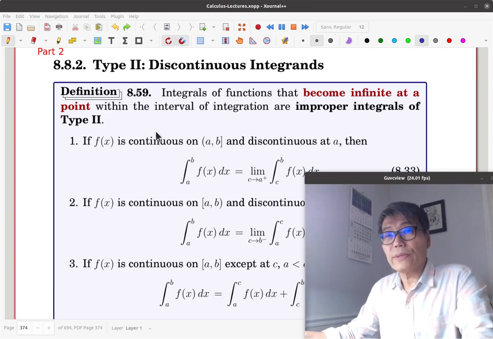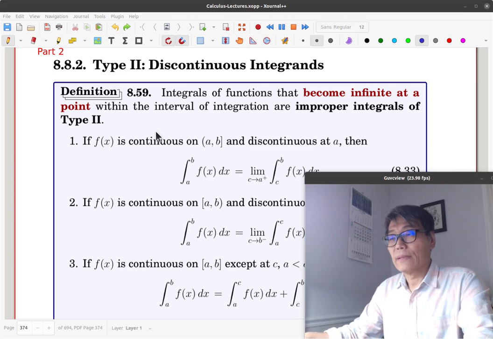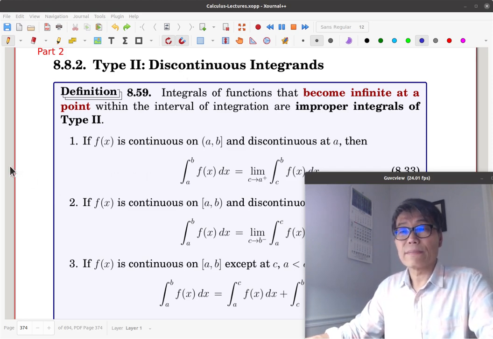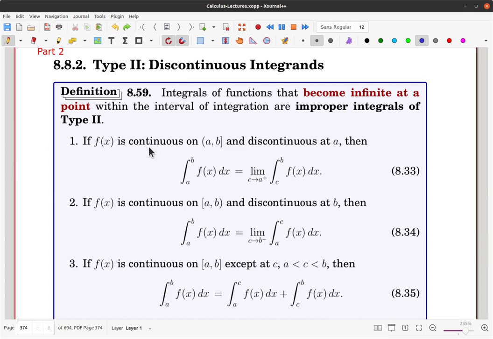It is part 2 of section 8.8. The second type of improper integrals is with integrands of infinite discontinuities. So let's see these cases. Here, f of x is continuous on a to b except the beginning point, and is discontinuous at that one point. That one is describing the case where the function value goes to infinity at point A.